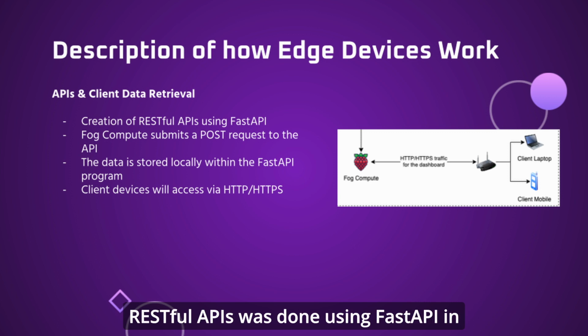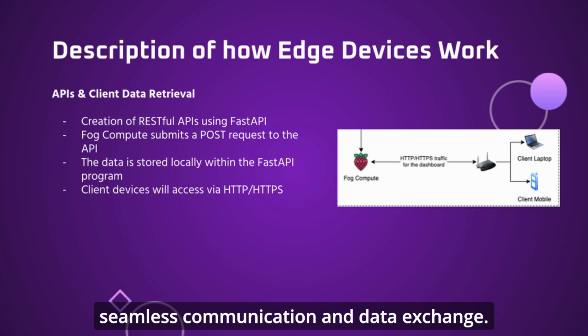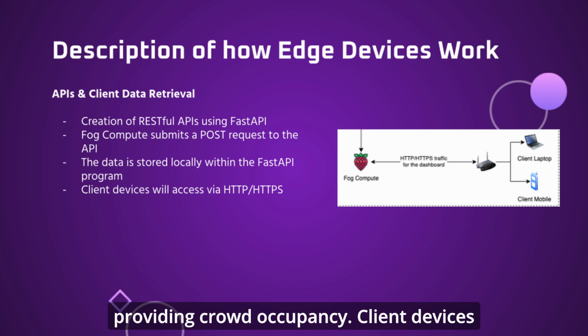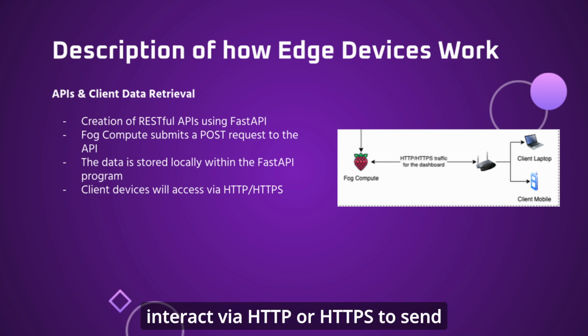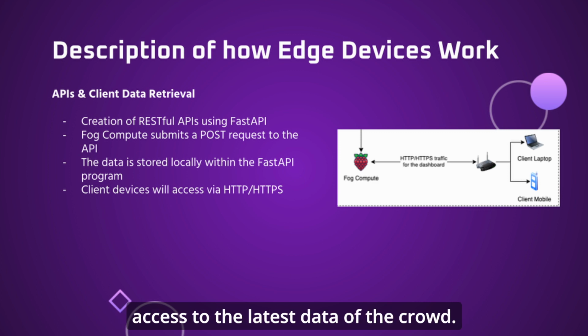The development of RESTful APIs was done using FastAPI in Python to facilitate seamless communication and data exchange. The fog compute submits a POST request to the API, providing crowd occupancy. Client devices interact via HTTP or HTTPS to send GET requests to the API, enabling quick access to the latest data of the crowd.